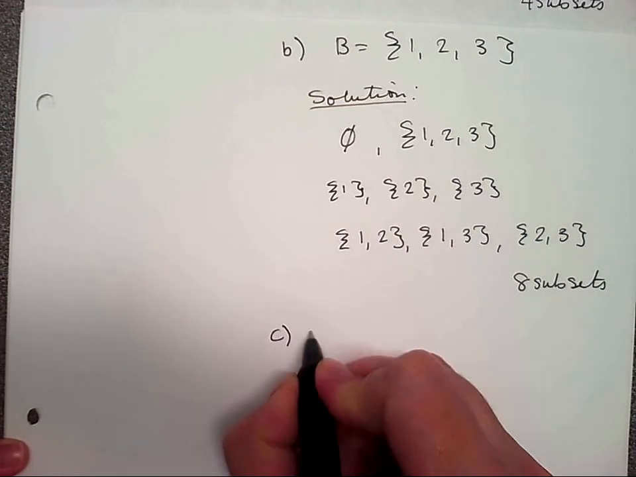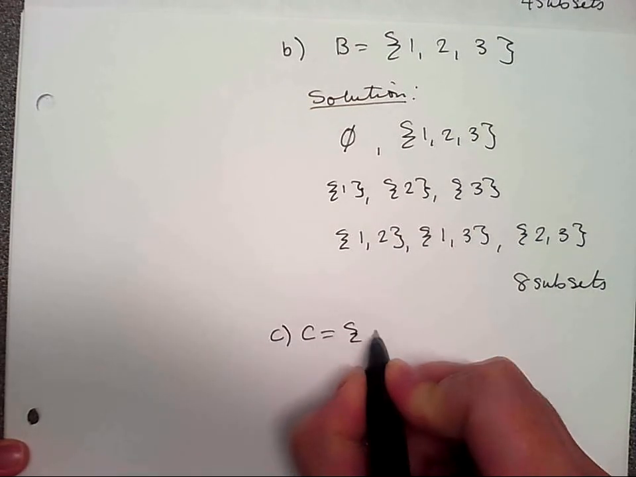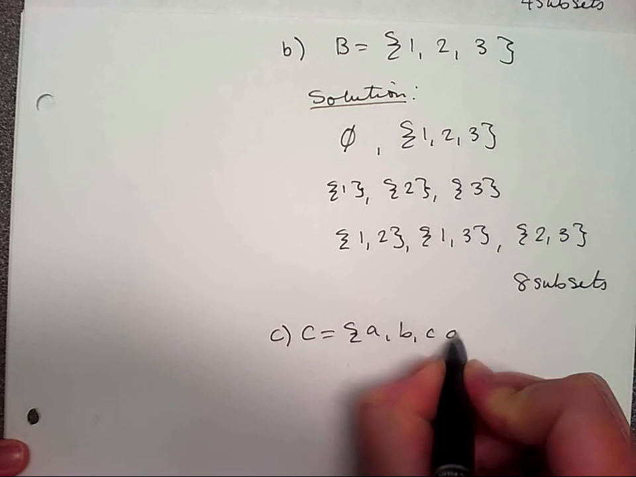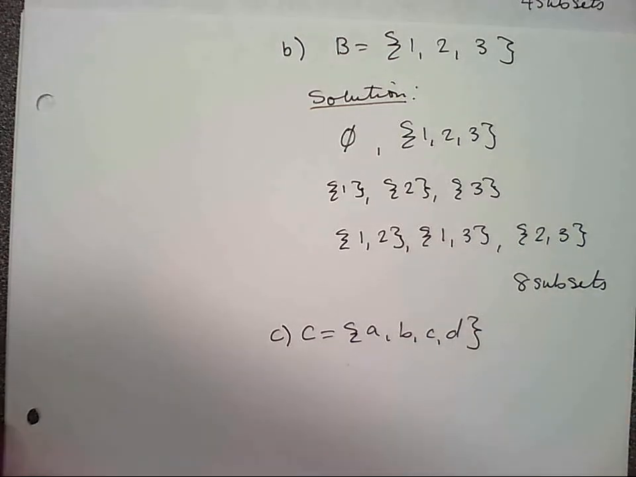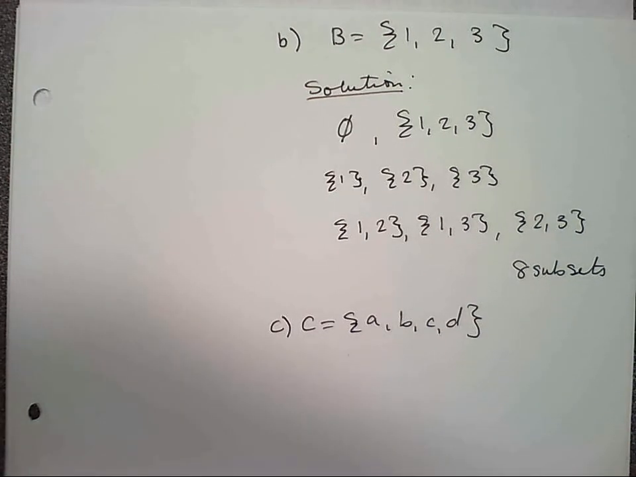All right, C, let's do a 4-element set. Let's say A, B, C, D. All right, write out all the subsets. You guys do it.